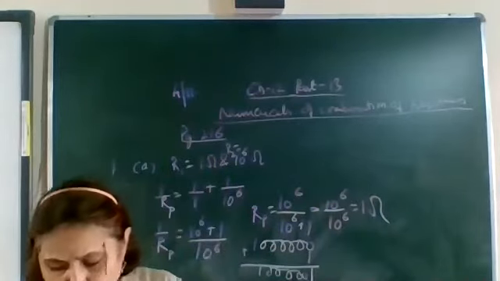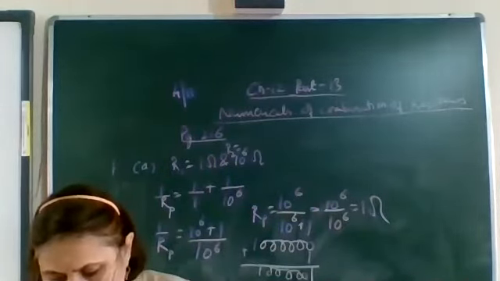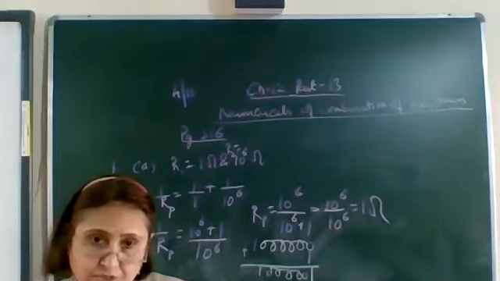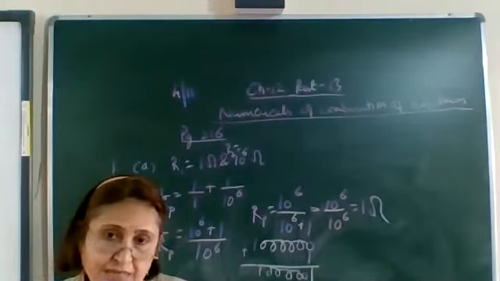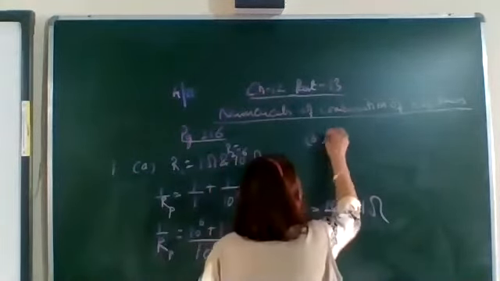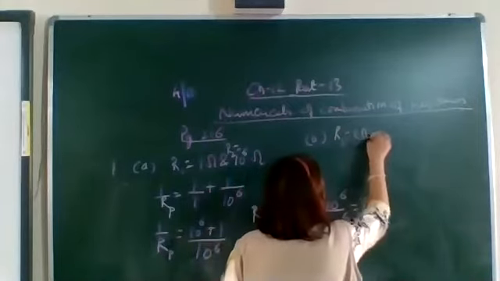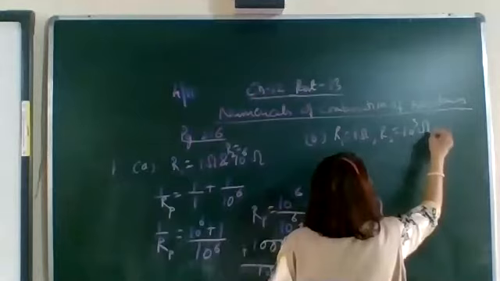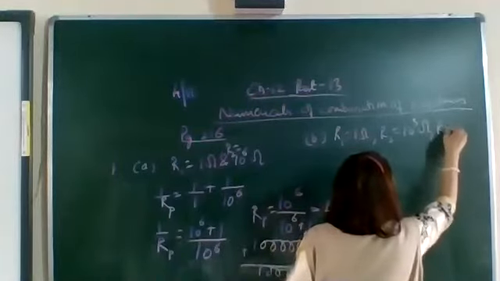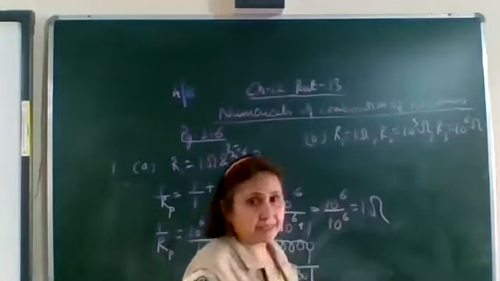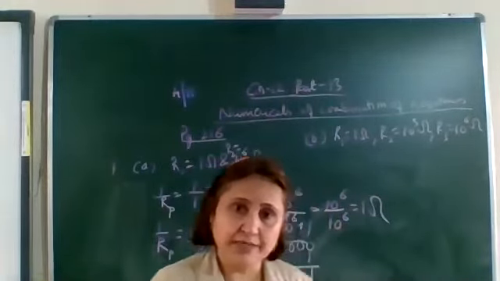Now the B part you will do yourself. Now there are three resistances, 1 ohm, 10 raised to the power 3 ohms and 10 raised to the power 6 ohms. These three are connected in parallel. R1 is 1 ohm, R2 is 10 raised to the power 3 ohms and R3 is 10 raised to the power 6 ohms. What will be the equivalent resistance?